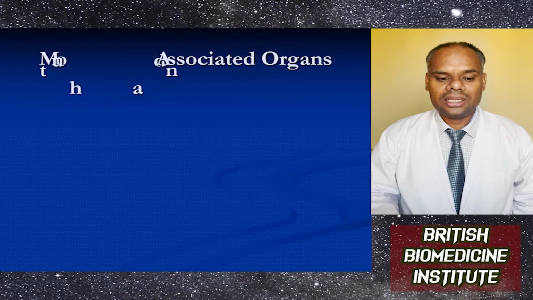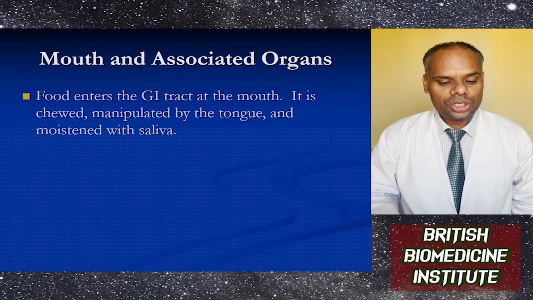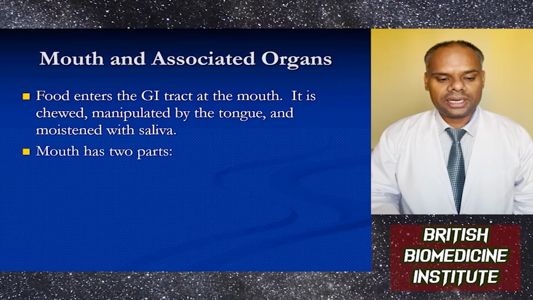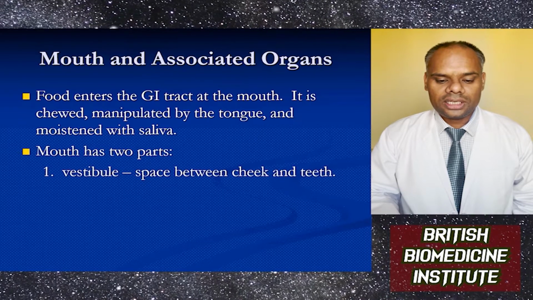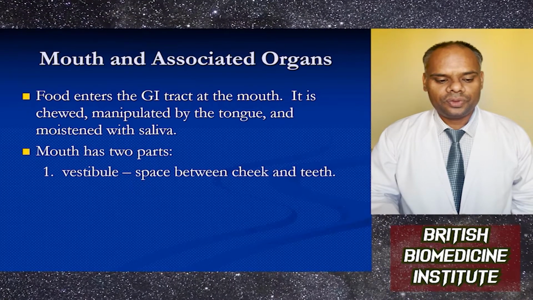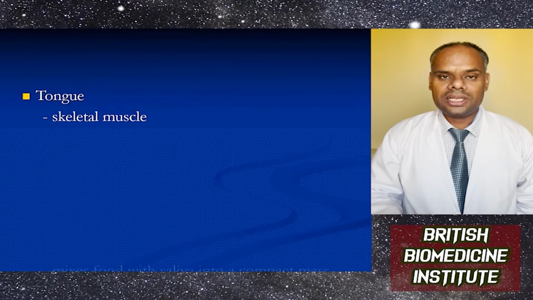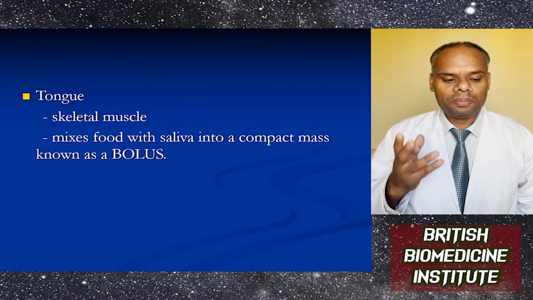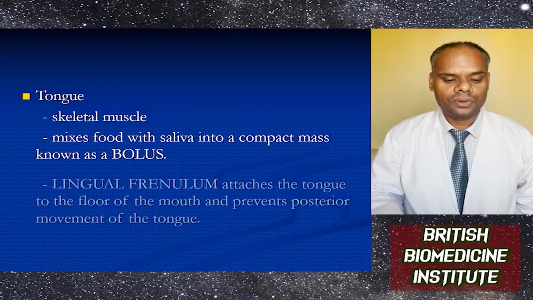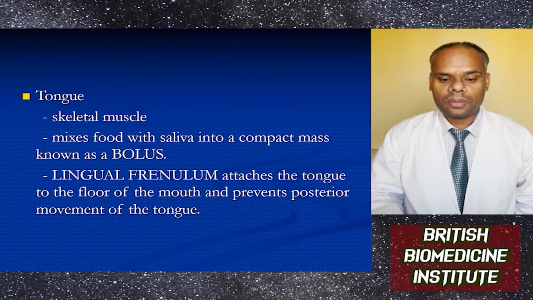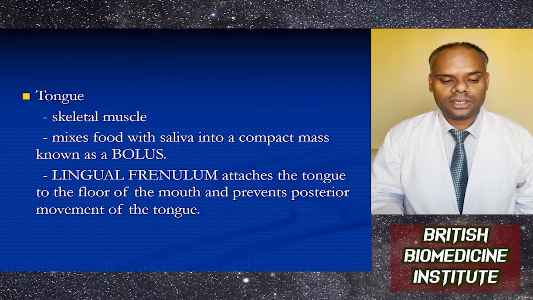The food enters the GI tract at the mouth. It is chewed, manipulated by the tongue and moistened by saliva. The mouth has two parts. First is your vestibule, which is a space between the cheek and teeth, whereas the oral cavity proper is the space inside the teeth. Next is the tongue. It is a skeletal muscle. It mixes the food with saliva into a compact mass known as the bolus. Next is your lingual frenulum. It attaches the tongue to the floor of the mouth and prevents posterior movement of the tongue.